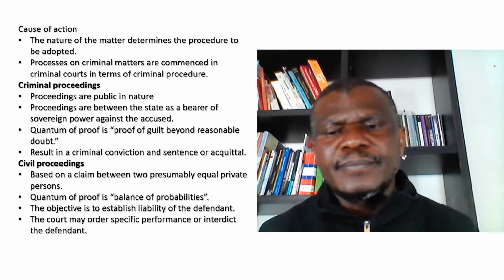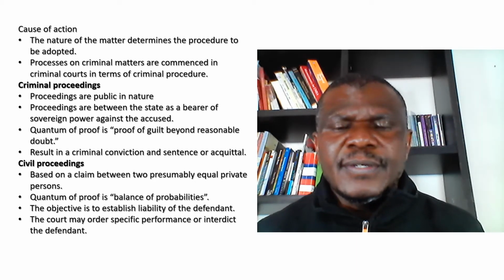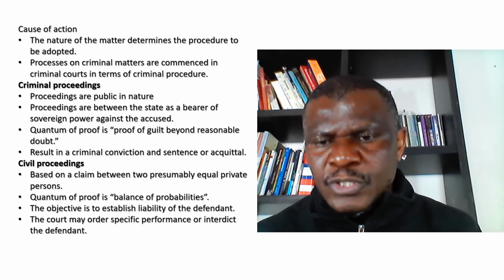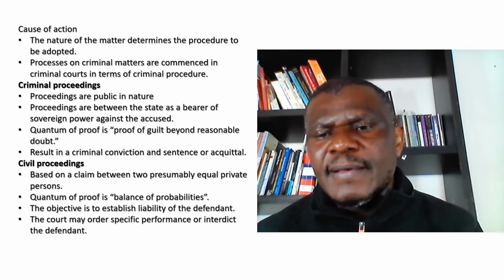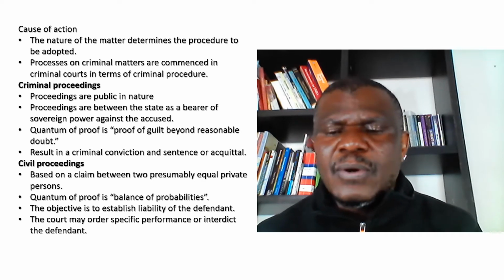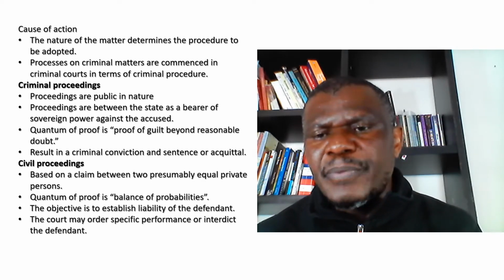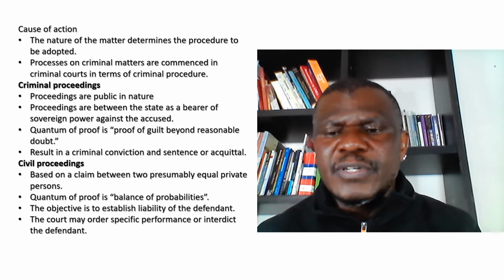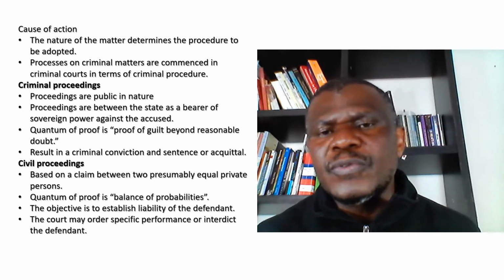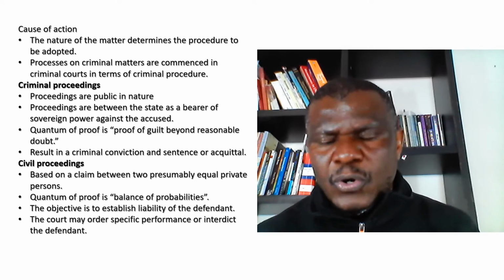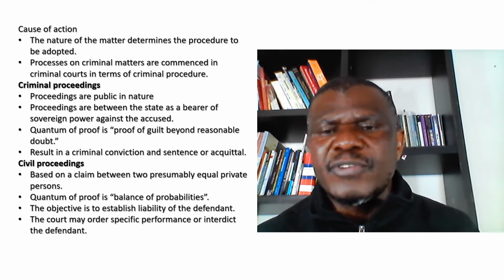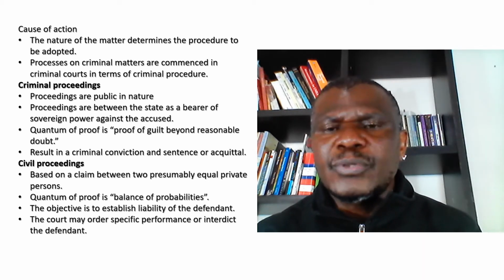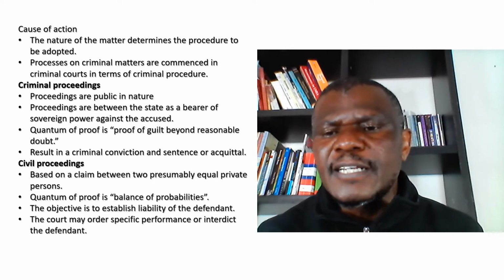The cause of action determines the procedure to be followed. When somebody is praying for divorce or pursuing a divorce action, they would tend to take the matter to the civil court, and they follow the civil procedure because it is a civil or a private law matter, whilst public law issues such as crime are prosecuted in terms of the criminal procedure in terms of public law.